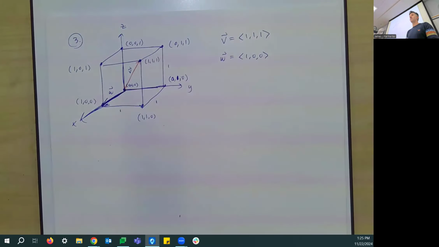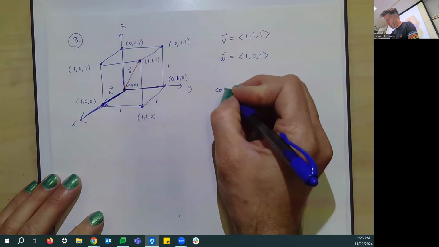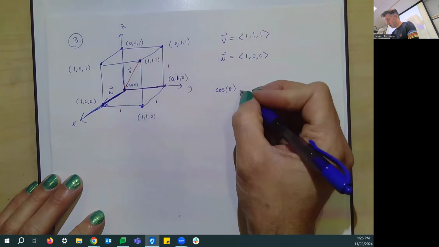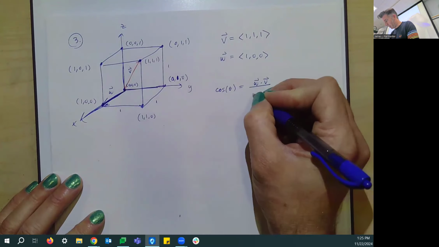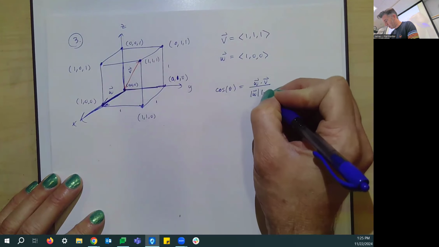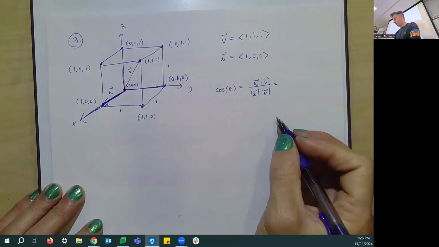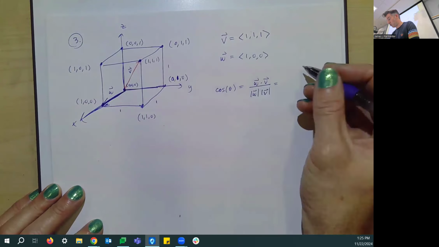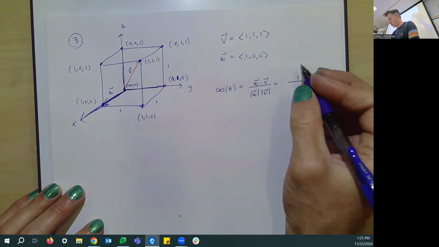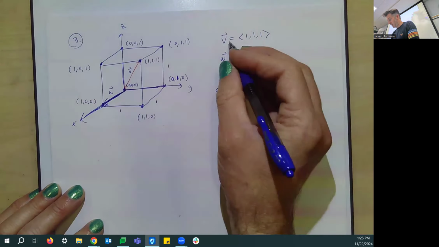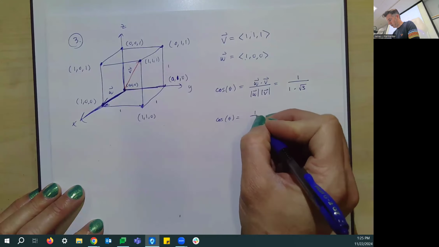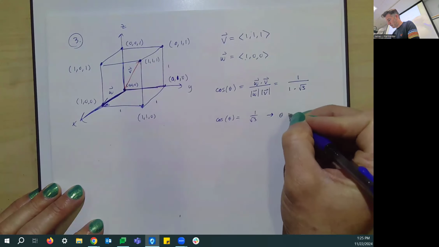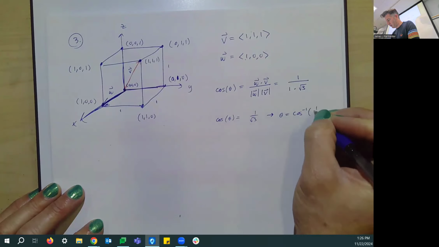And now we have a very standardized process for finding the angle between two vectors. We know that cosine of the angle between those two vectors is going to equal the dot product of the two vectors divided by the magnitudes of the vectors multiplied together. In this case, it's going to be 1 times 1 plus 1 times 0 plus 1 times 0, which is 1, over the magnitude of W, which is 1, times the magnitude of V, which is the square root of 3. So it looks like cosine theta is equal to 1 over root 3, which means that theta is equal to the inverse or arc cosine of 1 over root 3.